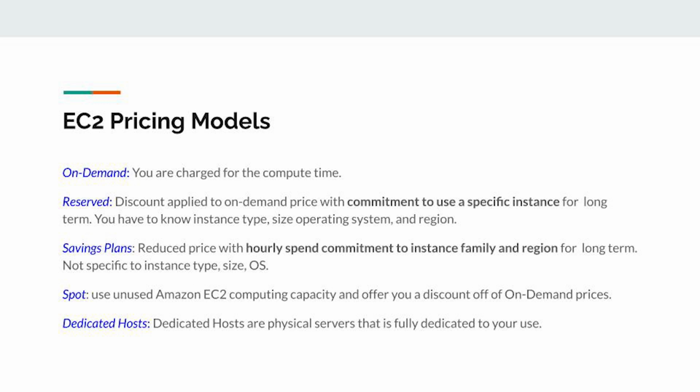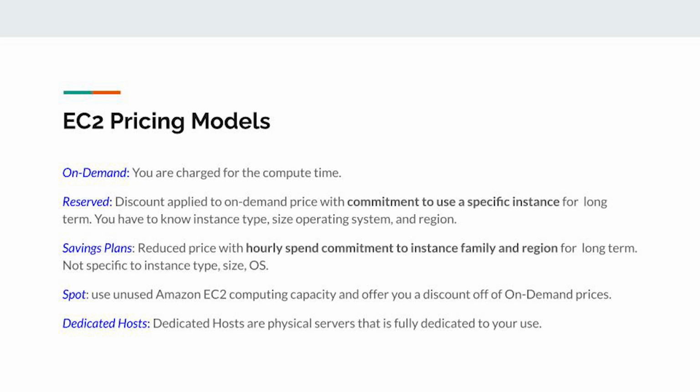Third model, savings plans. EC2 instance savings plans reduce your EC2 instance cost when you make an hourly spend commitment to an instance family and region for a long time. Now remember, in reserved model, the commitment is to use a specific instance. But with savings plans, the commitment is to spend a fixed hourly dollar amount for an instance family. It's not specific to an instance.